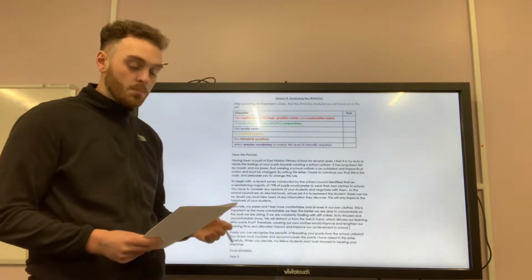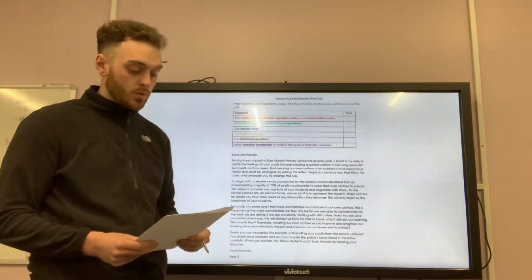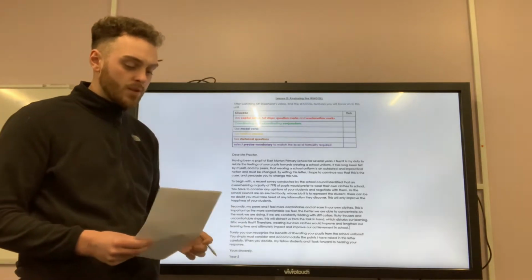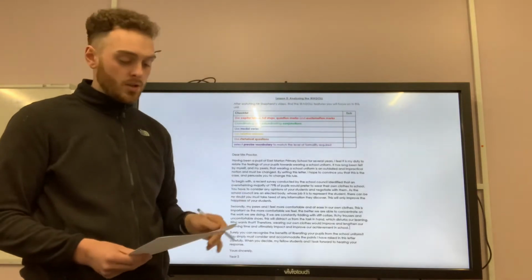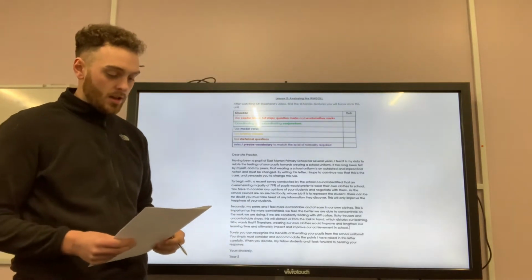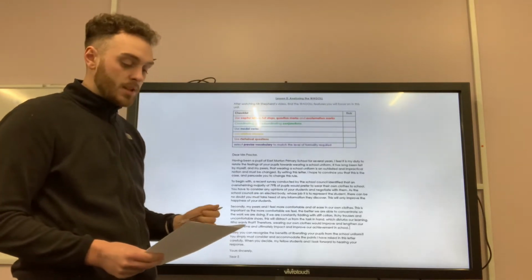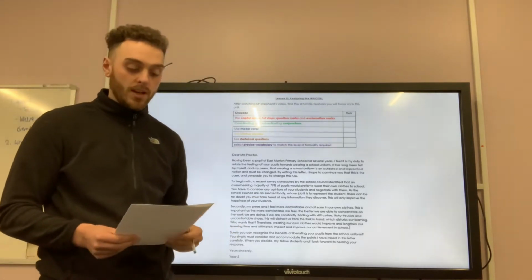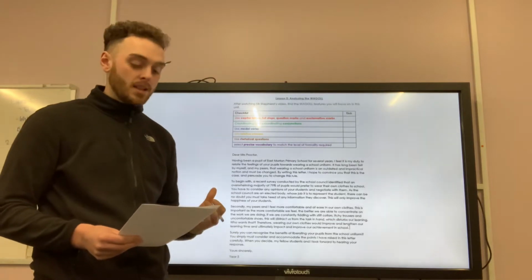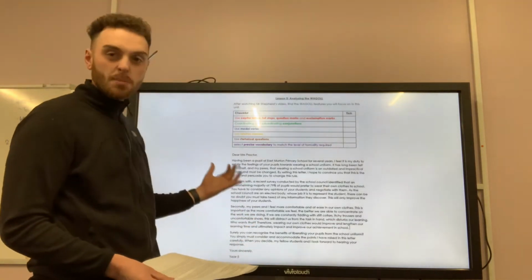We have used modal verbs, which might be something that's new to you. We've got used relative clauses, which I believe you've been introduced to already. We have used rhetorical questions, and lastly, we need to select precise vocabulary to match the level of formality. And what I mean by that is to match the piece of writing that we're doing.